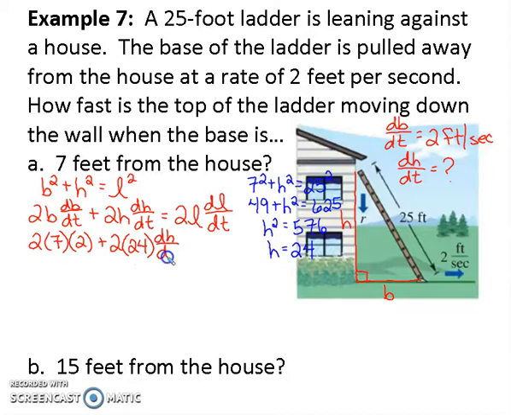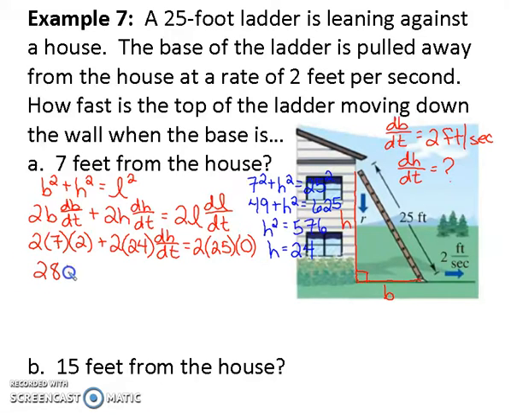I do not know dH dt, but that's what I'm solving for. The length of my ladder is 25. Now, dL dt. dL dt represents the rate of change of the length of the ladder. Well, the ladder never changes its length. Even when it slides down the house, it's still 25 feet long. So dL dt is going to actually be 0 there. All right, so now you've got all your values filled in. You just have to solve for dH dt.